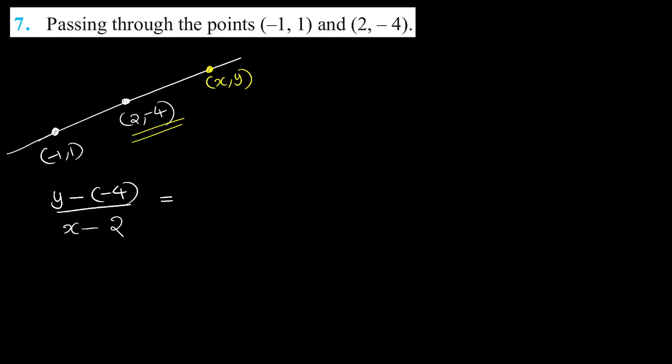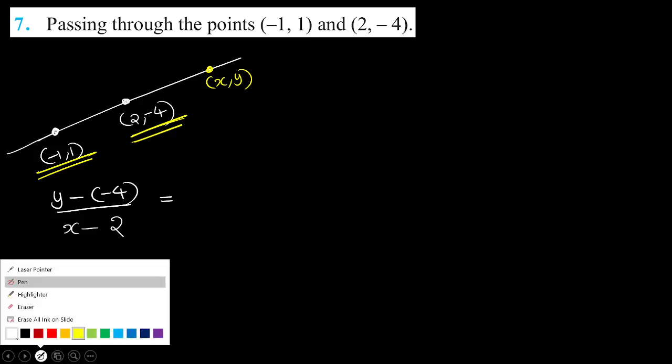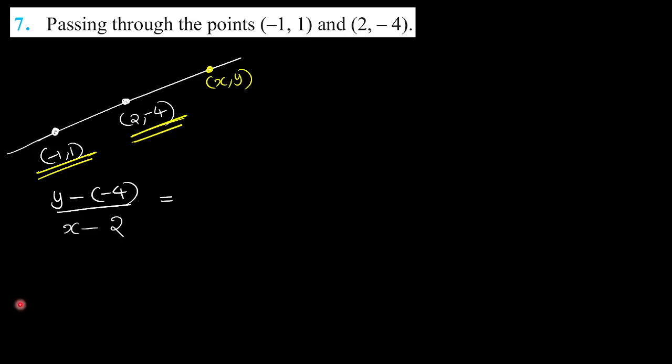Then if I consider this point and this point, you will get the same slope. If you consider this and this, the same straight line, right? If you consider this and this, the same straight line passing through these 2 points. So if I consider this and this, the same slope I will get. y2 minus y1, I mean minus 4 minus 1.